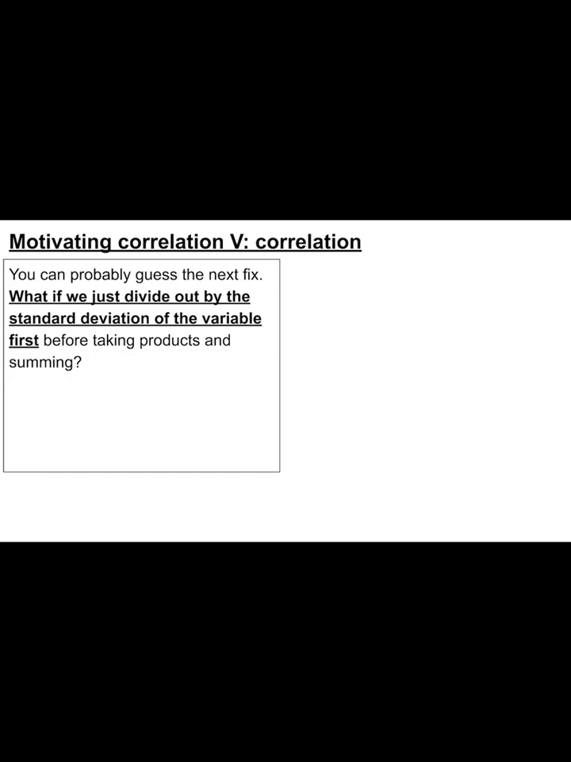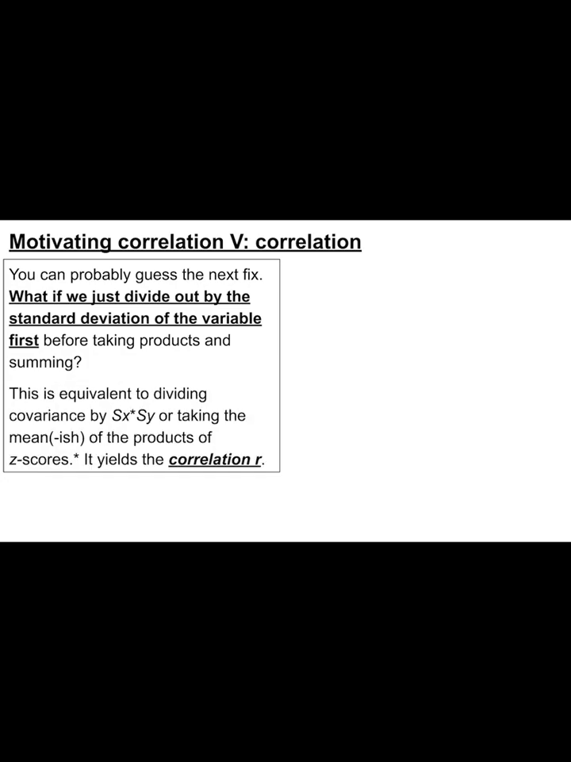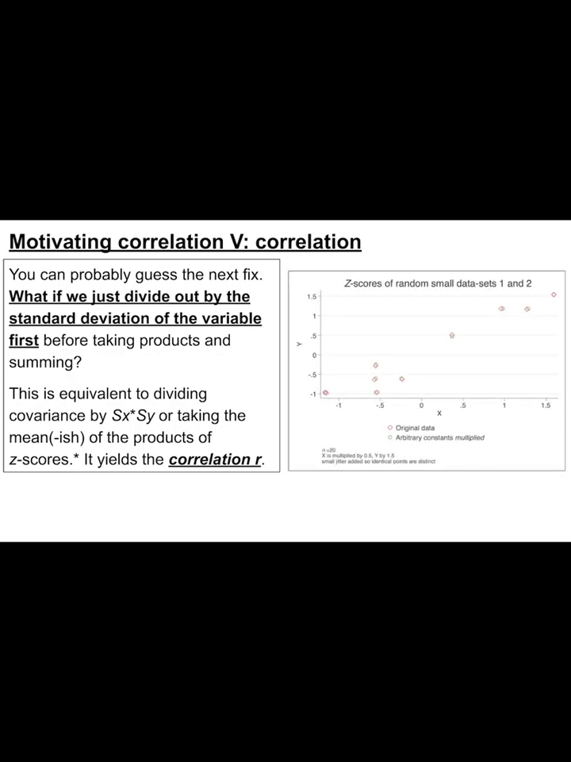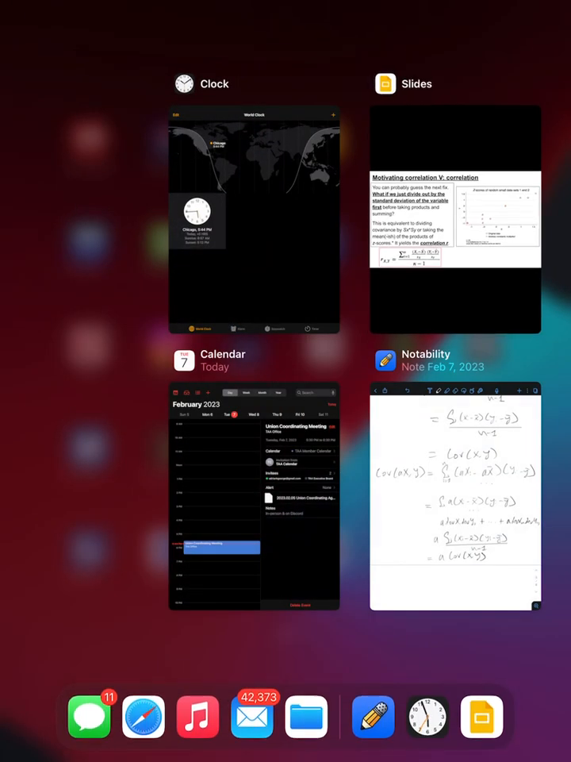What if we just divide out by the standard deviation of the variable first before taking the products and summing? So in other words, what we're going to do here is divide the entire thing by the standard deviation of x and the standard deviation of y, which reduces to dividing by their product. You can also think about this, however, as maybe meaning that we divide every single kind of co-deviation product by the standard deviation of each variable first, which is basically a product of z-scores. So let's show why that fixes things here.